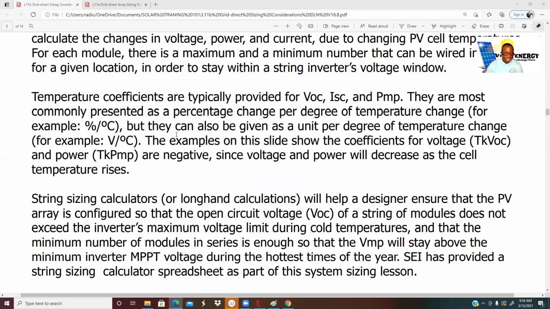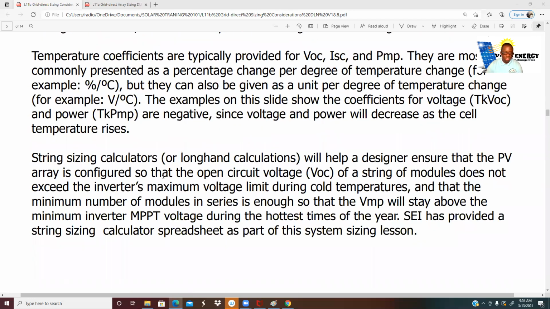String sizing calculators or longhand calculations will help a designer ensure that the PV array is configured so that the open circuit voltage VOC of a string of models does not exceed the inverter's maximum voltage limit during cold temperature, and that the minimum number of models in series is enough so that the VMP will stay above the minimum inverter MPPT voltage during the hottest day of the year.